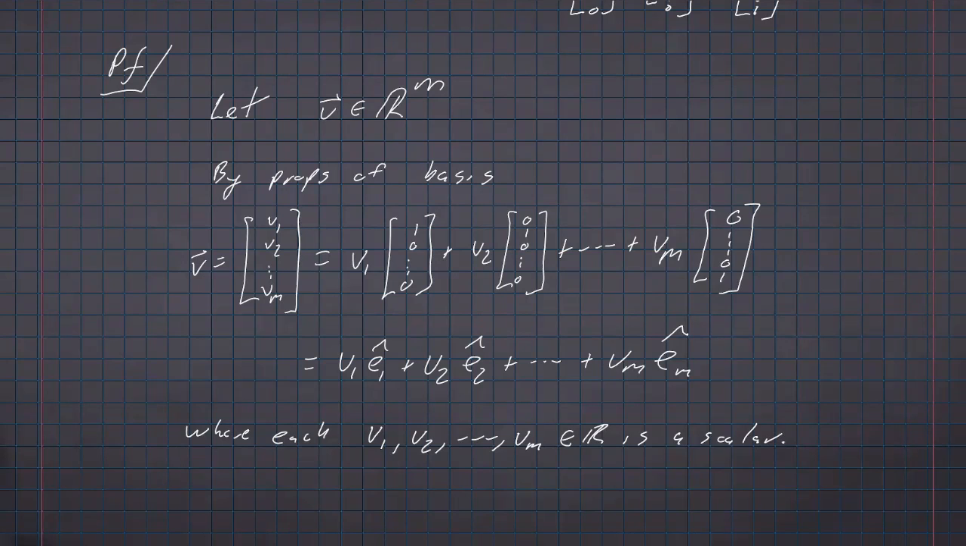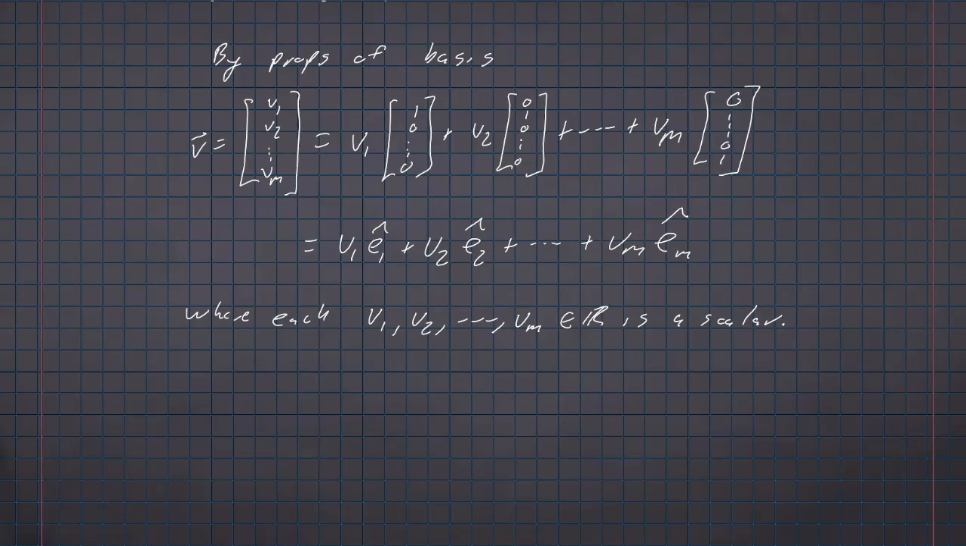And what we have is a linear combination of a bunch of vectors. So if we want to evaluate our transformation T on our vector v, well, by substitution, that's T of the linear combination v1e1 plus v2e2 plus all the way down to vmem.